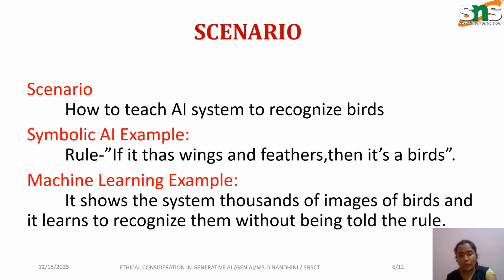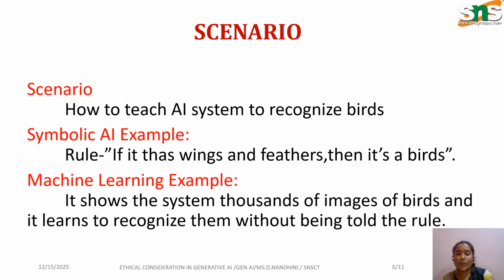So first of all, we are going to see what is symbolic AI. It is a subfield of AI that uses human written rules and logic to represent knowledge and make decisions. Machine learning is a subfield of AI where systems learn patterns from data instead of being programmed. So it improves automatically through experience.